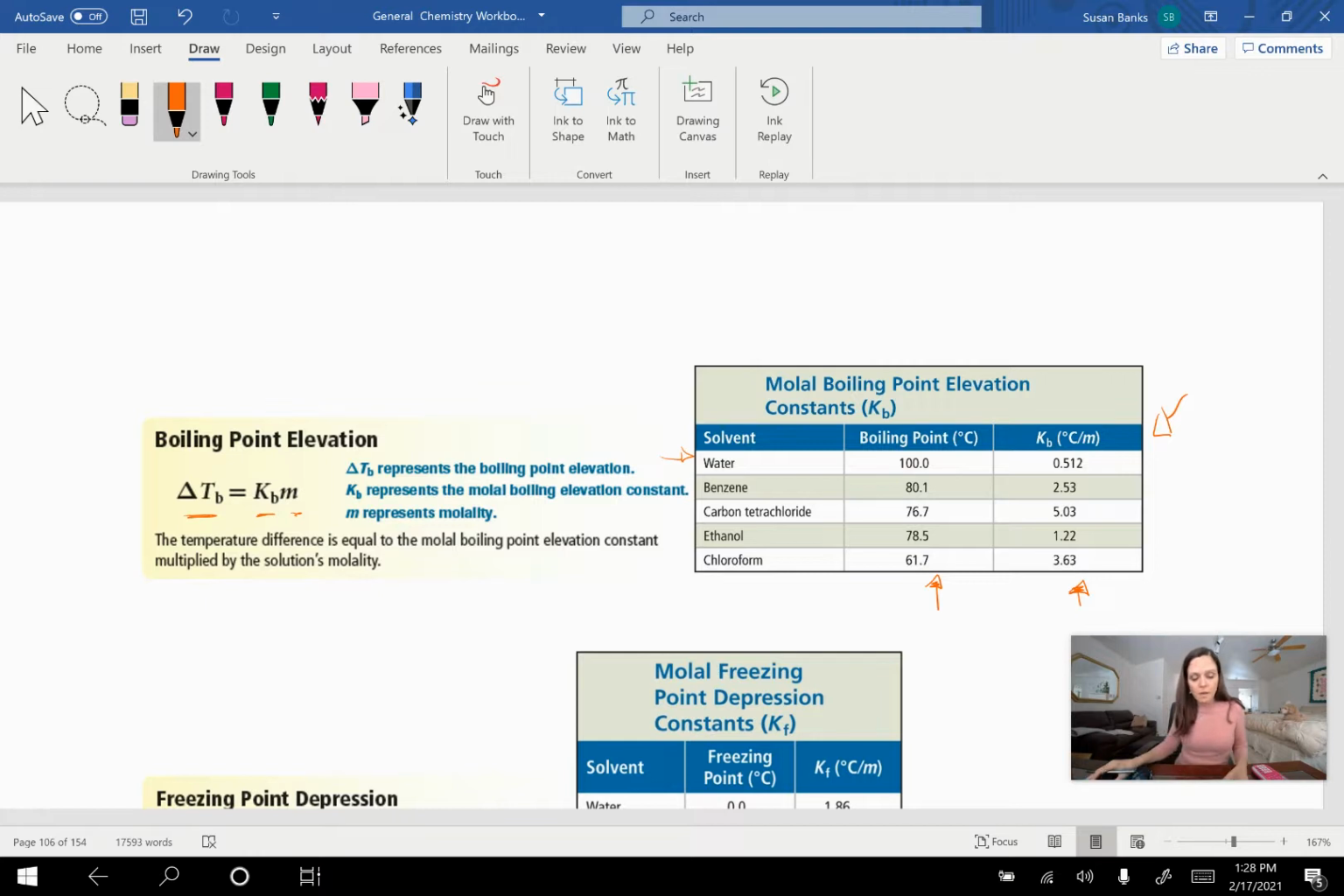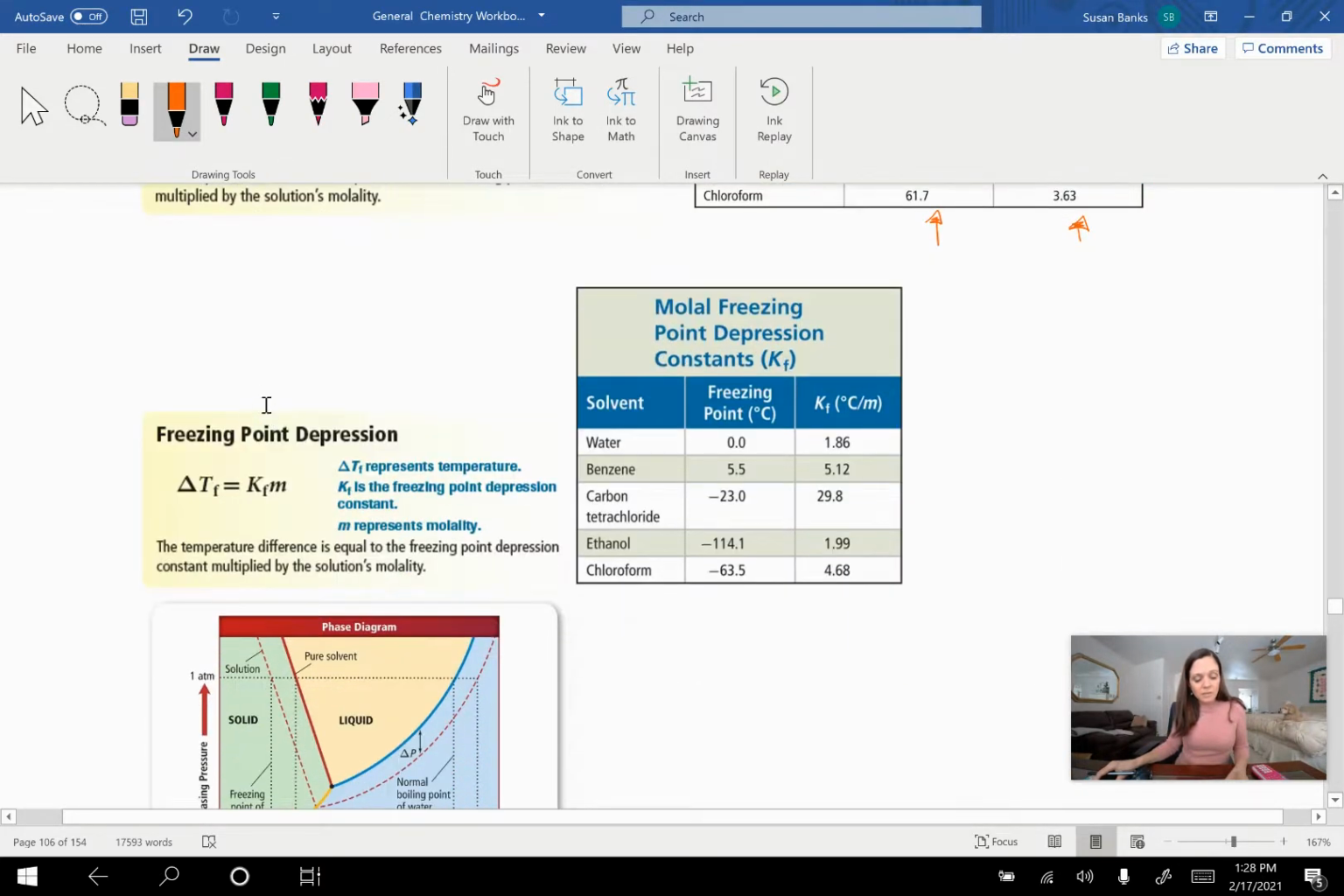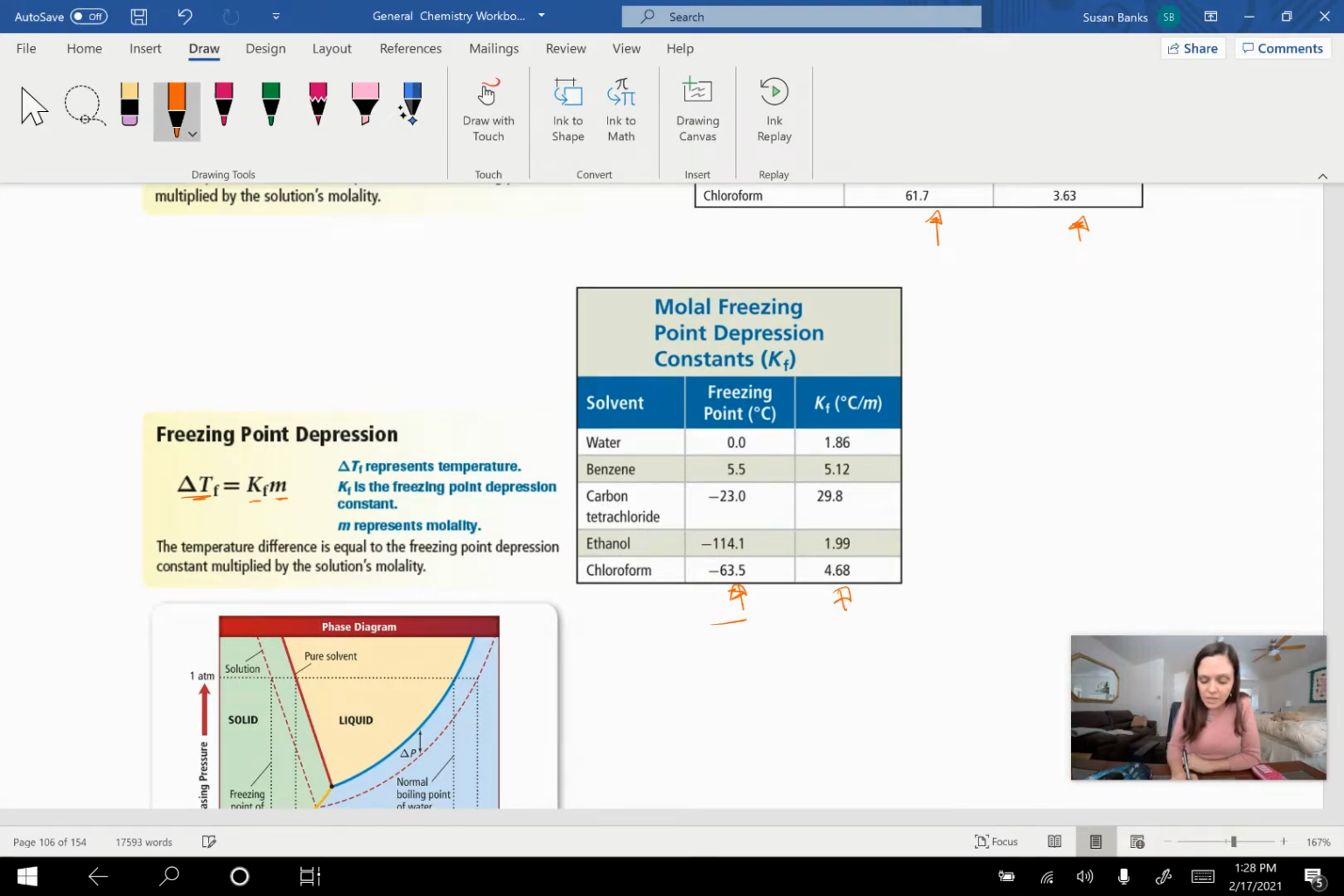All right, so when we look at freezing point depression, the formula is very much the same. The change of temperature is equal to the freezing point constant of that solvent times the molality, not the molarity, the molality of that solvent. Okay, here we have another chart with the freezing points of the various solvents.